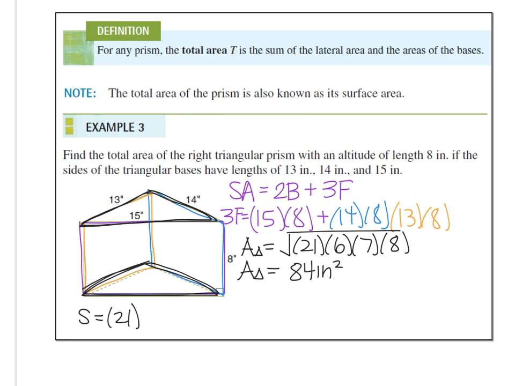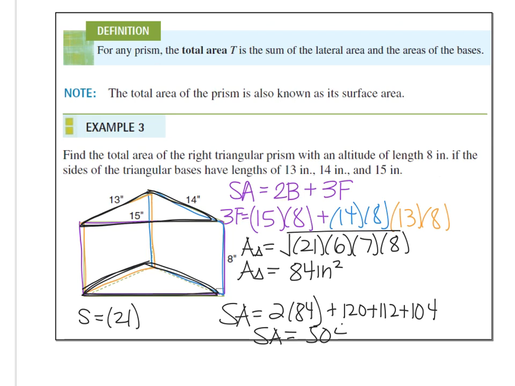But that's just one triangle. So to find my surface area, I have to take 2 times the area of my base, and then I have to add in all that extra stuff. So when I add in all of that, I get 120 when I multiply them out, plus 112, plus 104. So that tells me that my surface area is 504 inches squared.